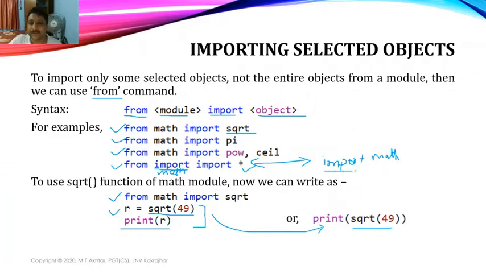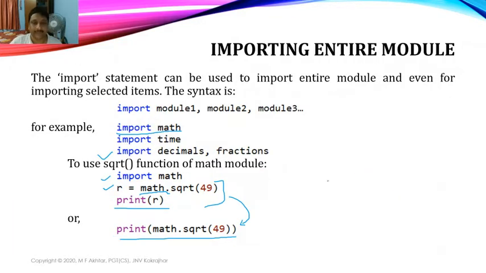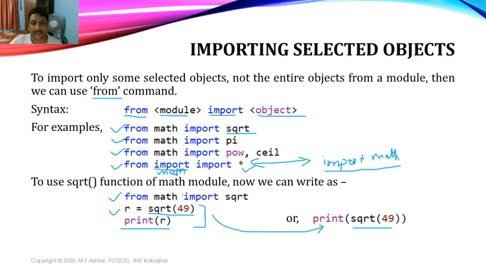If we are using the import math command like in the previous example, then every time we have to write the module name before using any function of that module, with the dot operator and the function name. But if we are importing all the functions from the math or any module using the star operator, then we need not write the module name with the dot operator. This is the benefit of using this command.